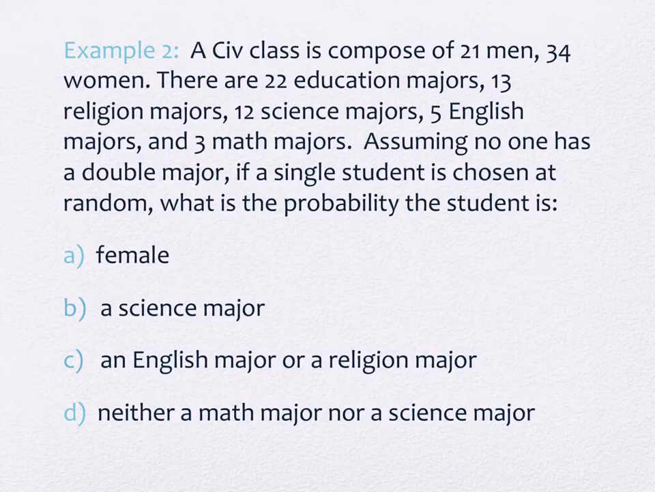So we're going to answer some questions. Assuming no one has a double major, if a single student is chosen at random, what is the probability that the student is? And it gives a category. So the first thing we might want to do is what? Count how many people there are total. So somebody grab a calculator or whatever and count for me, how many total people do we have?